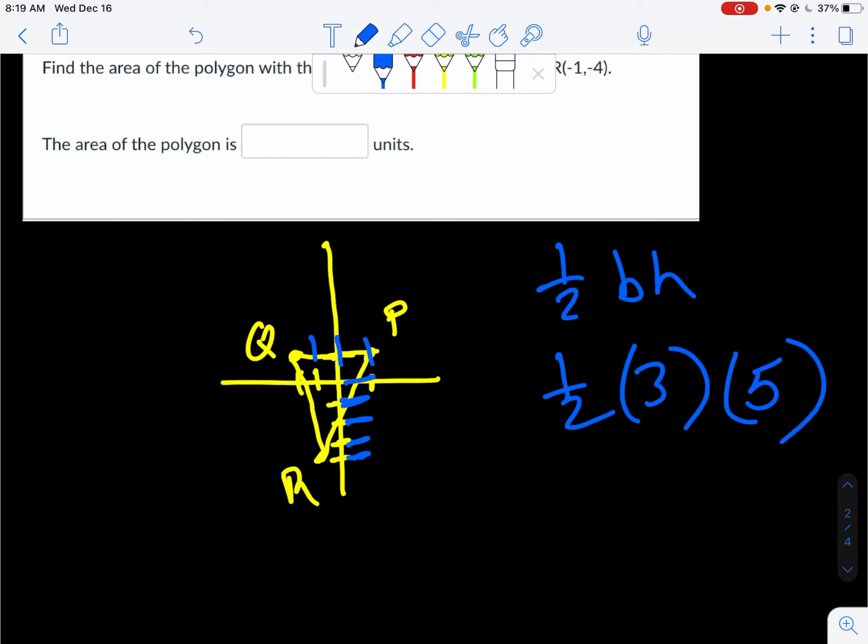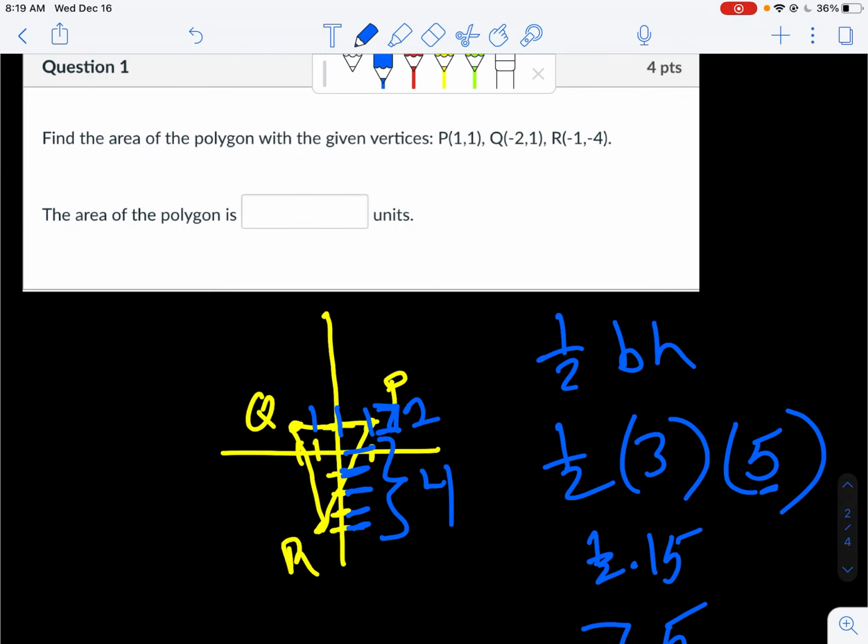So a lot of people I saw only counted a height of 4 because this was down in the -4, which it's true, that is down in the -4, but we've got to include this +1 here as well. So we should have a height of 5. That would give us 1/2 times 15, and that's where we get 7.5 for this one here.